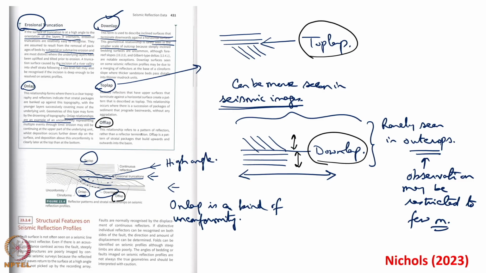Offlap refers to a pattern of reflectors rather than a reflector termination. Offlap is a pattern of stratal package that builds upward and outward into the basin.